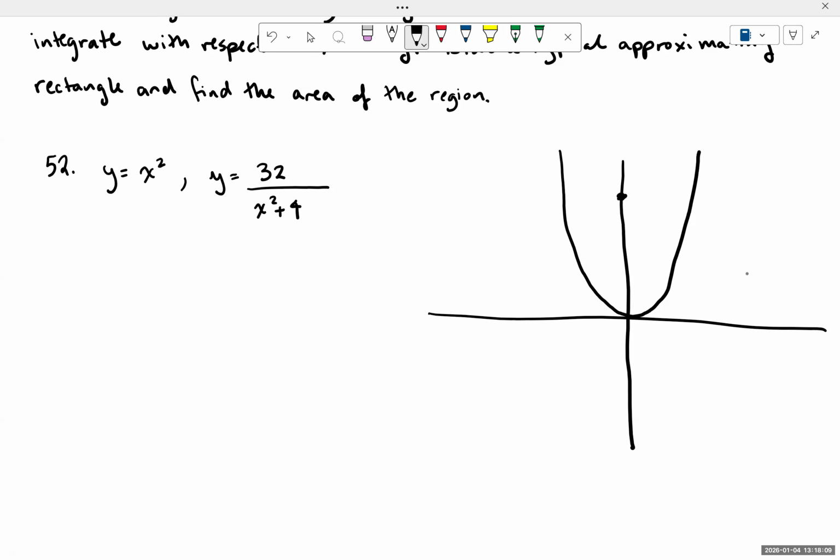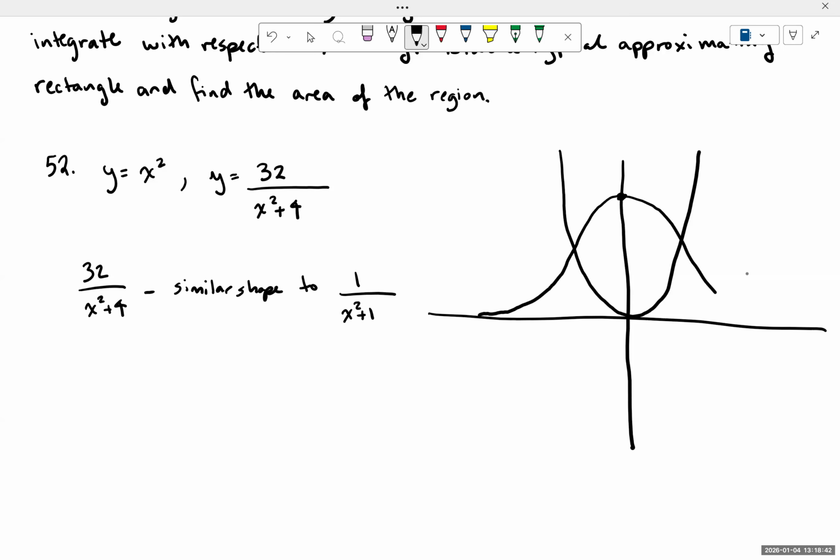And something that will come in handy in a little bit: these things all have very similar shapes. So I will say 32 over x squared plus 4 has a similar shape to 1 over x squared plus 1, which you probably don't really know what that looks like either off the top of your head. But if you graph that, it's one of these humps, right? So it's doing something like this. It's supposed to be symmetric.